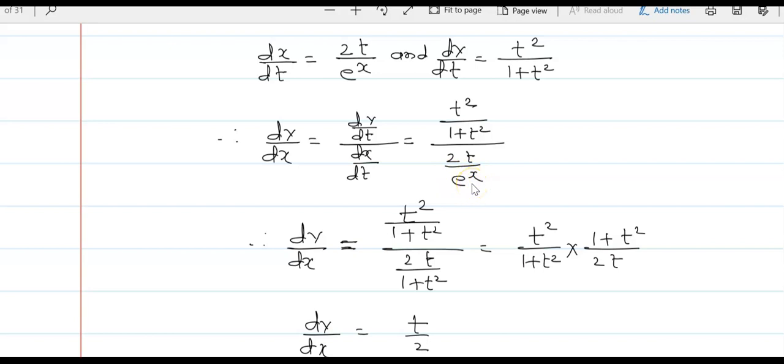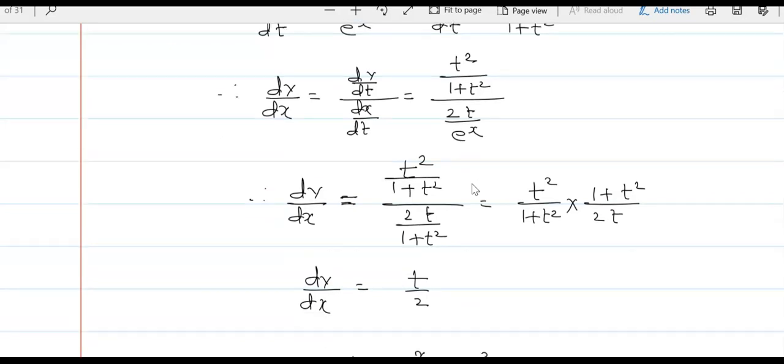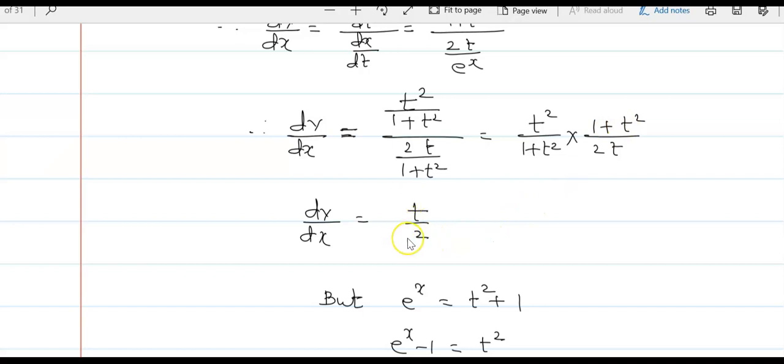But where is e raised to x? That is, the value of e raised to x is 1 plus t square. And that's why, after the cancellations, you will get t upon 2.